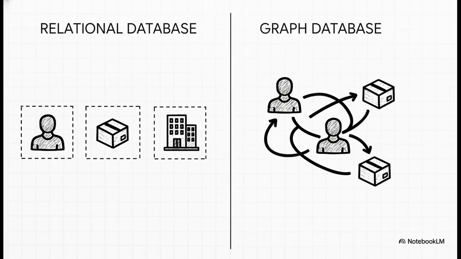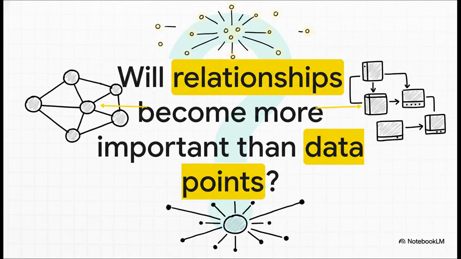So, if you remember only one thing from this entire explainer, please let it be this. Relational databases are great for storing lists of things. But graph databases are designed from the ground up to store not just the things, but the rich, complex web of connections between them. And that kind of leaves us with a final thought.